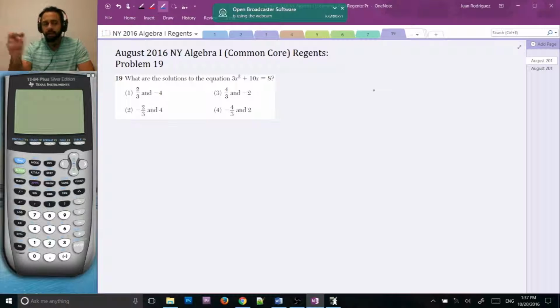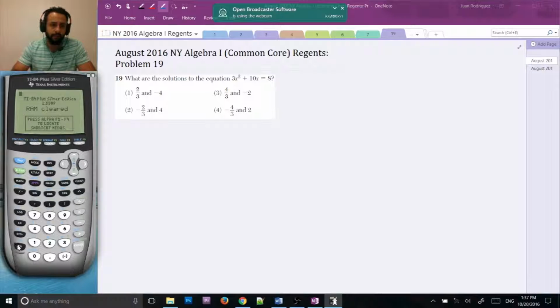This is one of those questions that really there's no reason to get it wrong if you're comfortable with this beautiful piece of equipment right here, the calculator. There's a few ways to do this question, and one of the methods I'm going to use is the calculator. You can either solve for 0, isolate 0 on the right side, and then find the roots, or you could do what I'm about to do: graph 3x squared plus 10x.